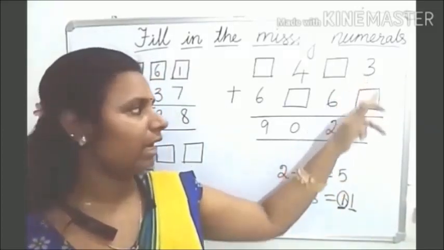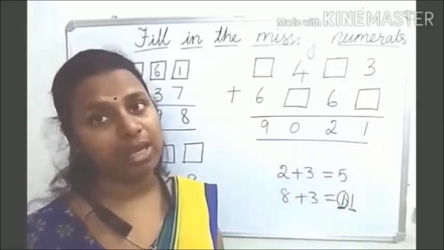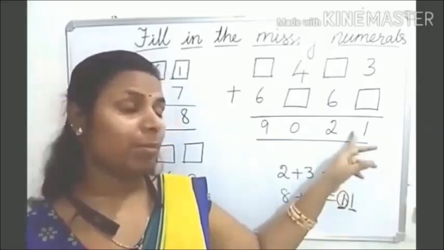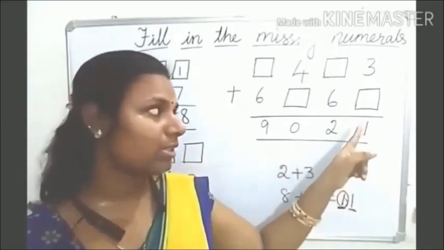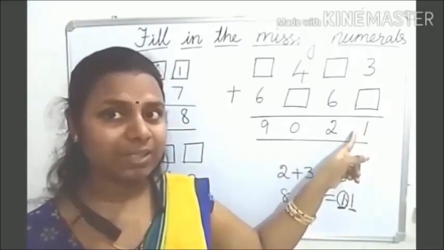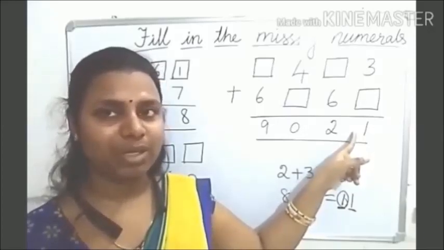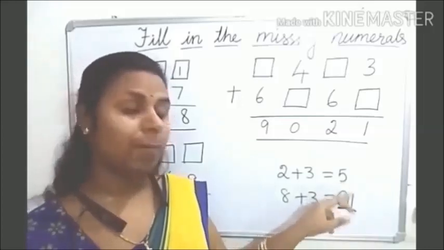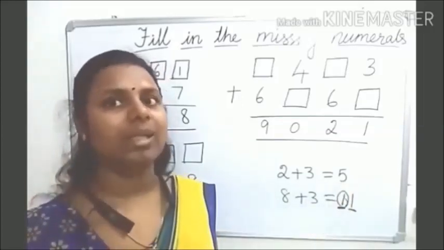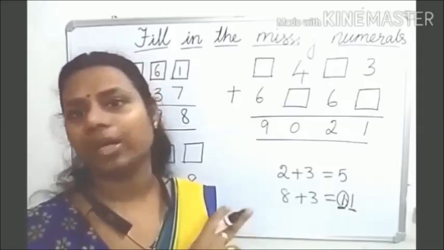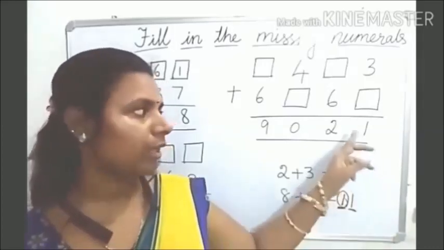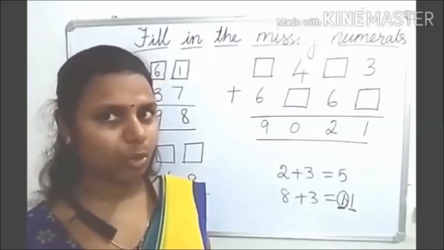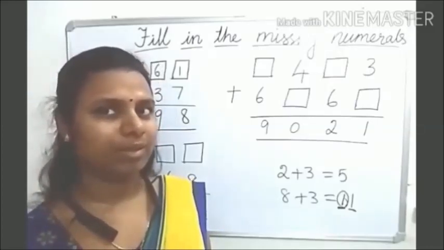Here 3 and here the sum is 1. One addend is given, that is 3. The sum is 1. That means the sum is lesser than 3. But in the beginning I said the sum must be greater. Okay. So, here it is lesser than the addends. So we have to make that number greater.